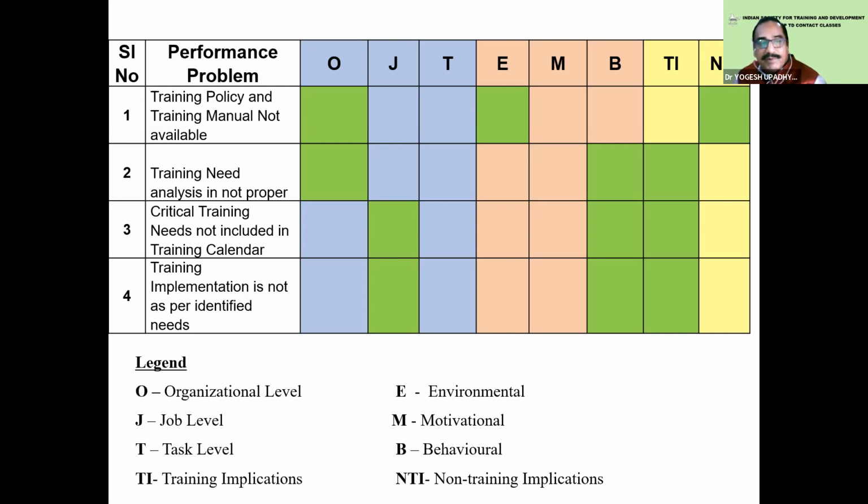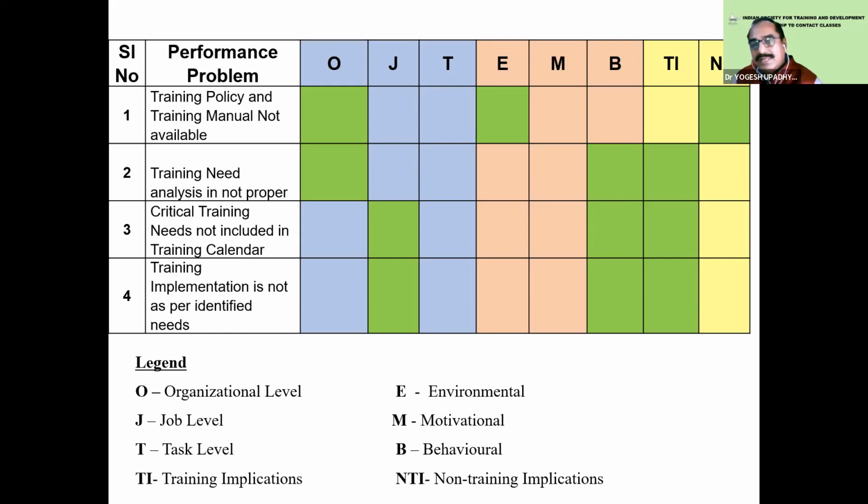Now, training policy and training manual are not available. So it is an organizational problem and an environmental problem and a non-training intervention, because training will not help in this area. Those who are from non-management and science backgrounds can understand this. Yes, Kavita ji. So when we look at the first thing, the problem of a non-existent training policy and manual, maybe it's a skill issue where somebody is not skilled enough to design a policy or create a manual and propose it to the organization. Maybe some intervention can help over there. What do you feel, sir?